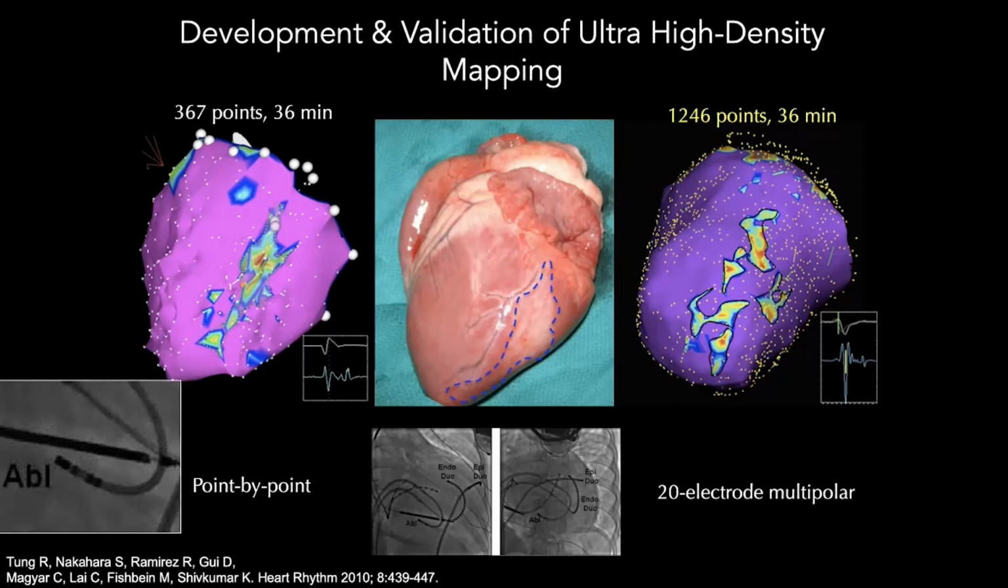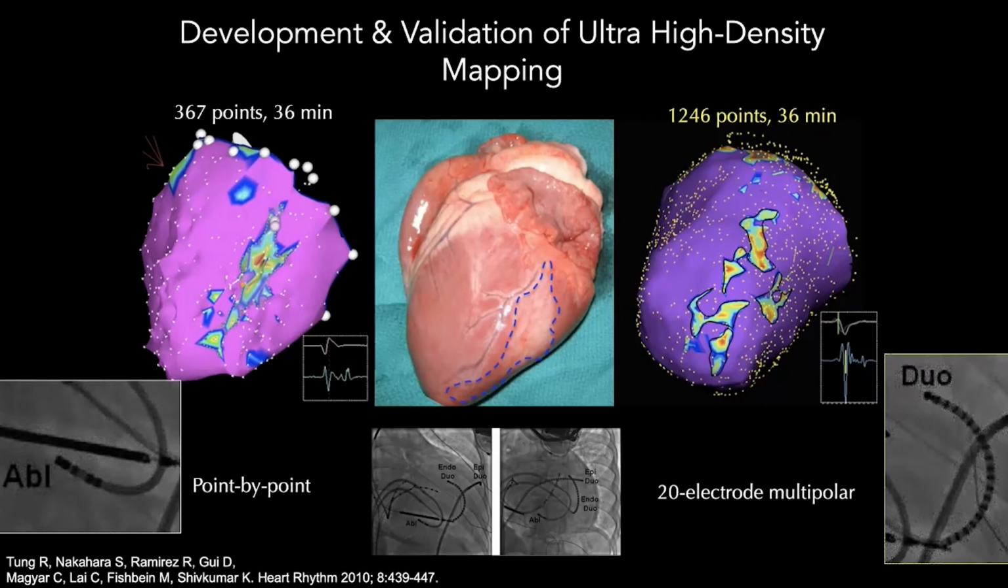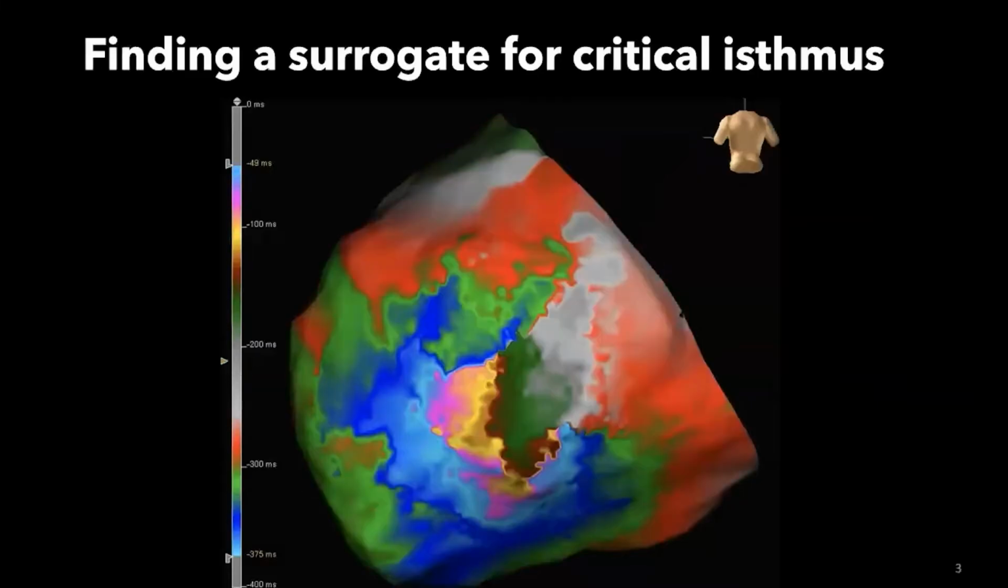So we've certainly moved away from point by point as a field, and those training currently certainly use ultra high density mapping with either a PentaRay, an Orion, a grid catheter, and they take that for granted that it used to be point by point, and the accuracy was not very clear.